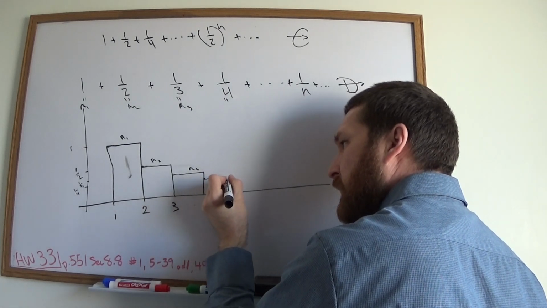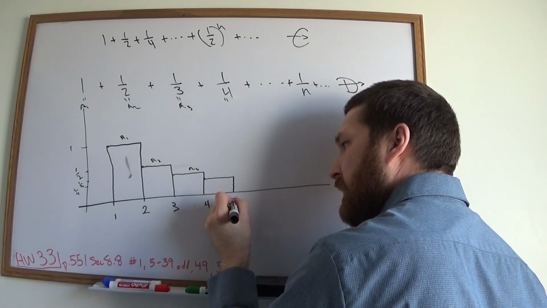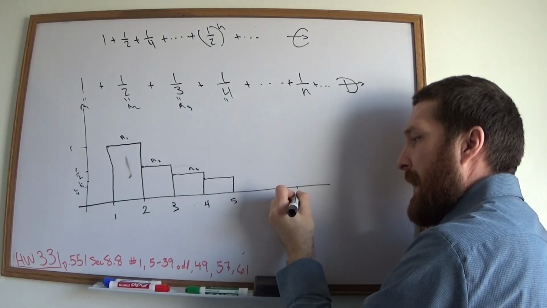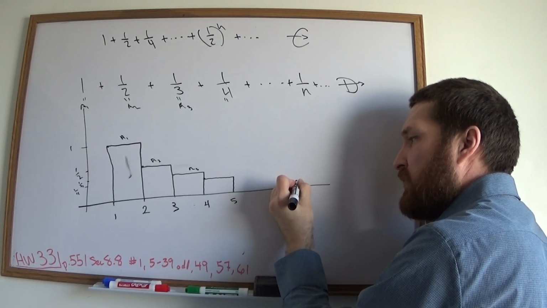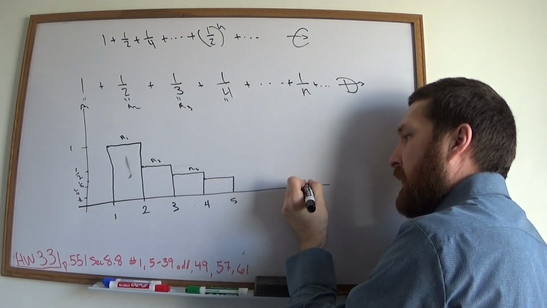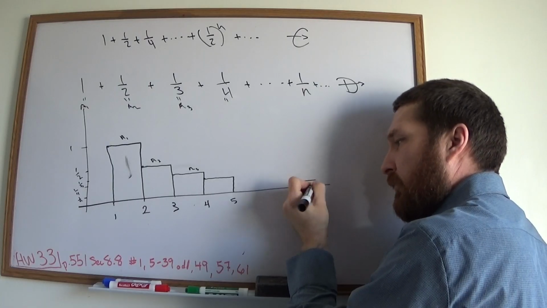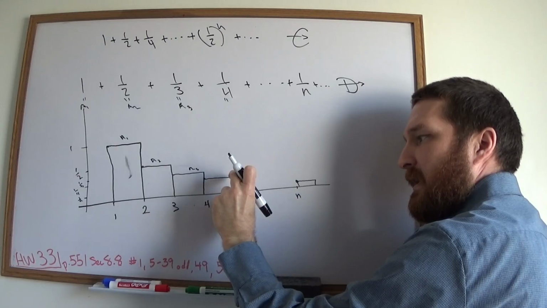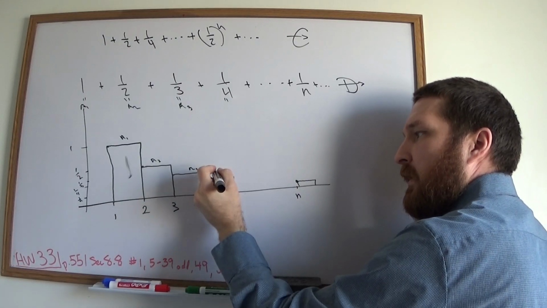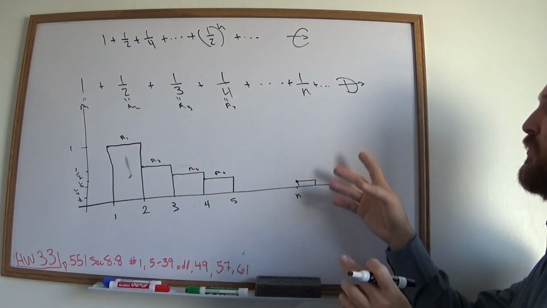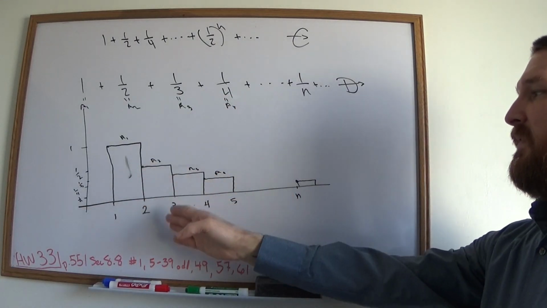And then come down here to 5, and so on. And then I get to n, and I go up to 1 over n. And then draw a line over a length of 1, and that area is 1 over n. This area has a height of 1/4, width of 1, so that area is this right here. And now I've just reinterpreted this sum as a sum of areas, right?